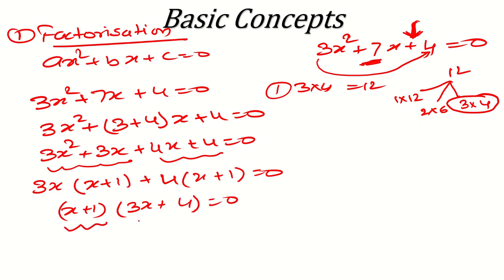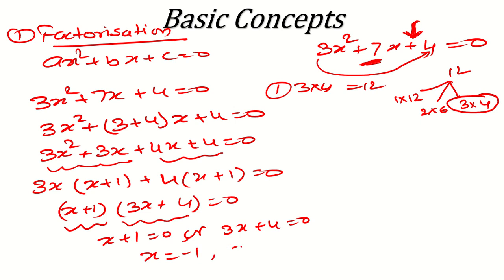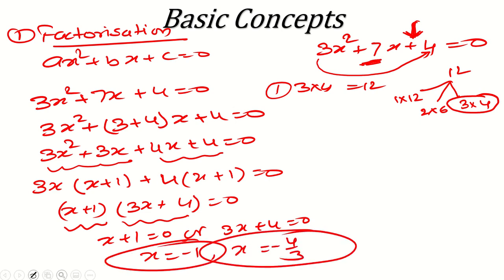Now the product of two terms is 0. It means at least one of them must be 0. So either x plus 1 is equal to 0, or 3x plus 4 is equal to 0. It means x is equal to minus 1 or x is equal to minus 4 over 3. These are the two answers. Okay, so this is the first method, factorization.